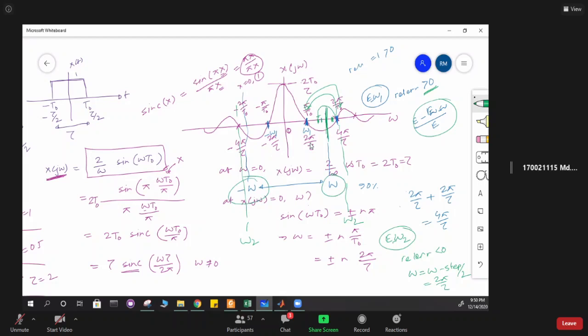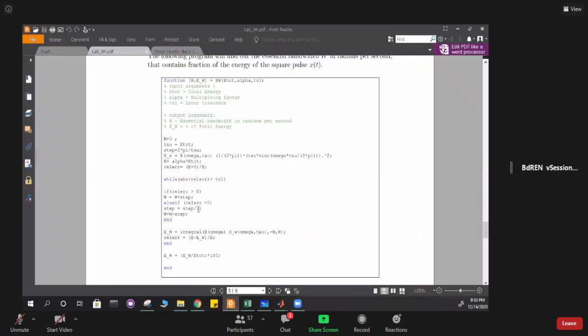Is it clear to you? 15? Yes, sir. And 120? Yes, sir. Clear. So that is the algorithm that has been used to find the essential bandwidth that holds a percentage of the total energy.